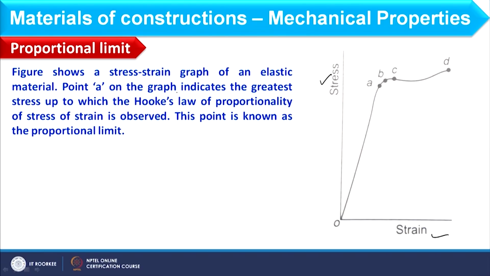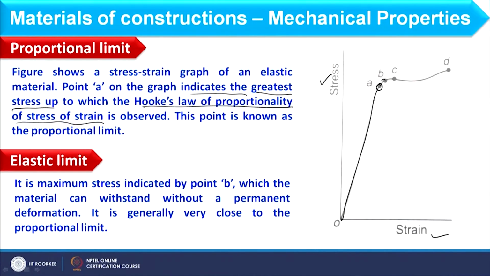Point A on this diagram indicates the greatest stress up to which Hooke's law of proportionality of stress to strain is observed. It means this is almost a linear part of the material. Where this linearity disappears, we call that point the proportional limit, because up to the proportional limit it follows Hooke's law. So, point A is basically the extent of linearity, you can understand. So, this is one property.